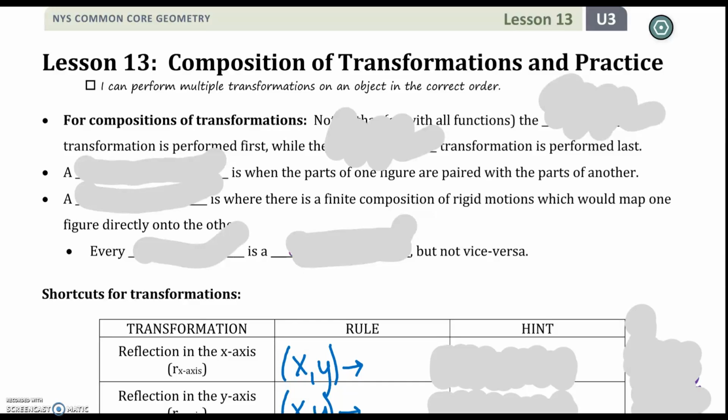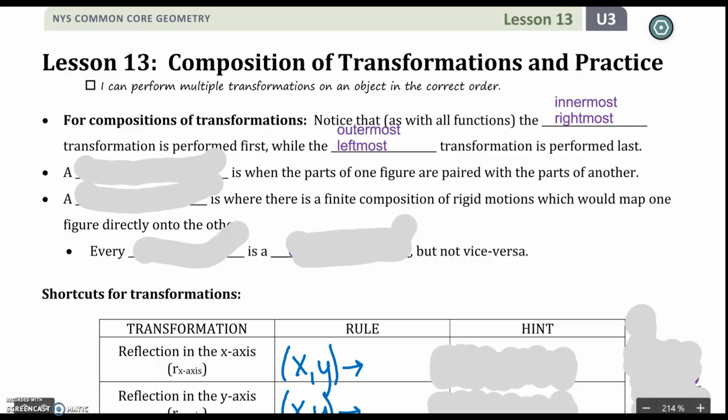We're going to continue talking about compositions, and then the rest of this lesson is practice of previously learned topics. So, for starters, if you can remember, with a composition of transformations, that's where you do more than one at the same time. You're going to begin first by doing the innermost or rightmost, depending on how it's written out, and then continue and do the leftmost or outermost last.